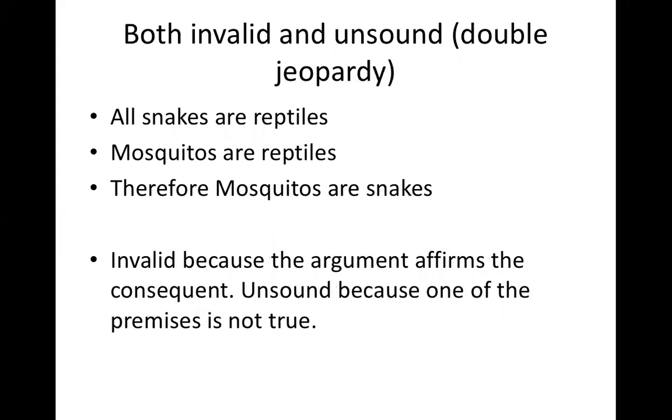Then we have both invalid and unsound. All snakes are reptiles. That's correct. Mosquitoes are reptiles. That's incorrect. Therefore, mosquitoes are snakes. That's incorrect. What type of argument is this? Mosquitoes are reptiles. That affirms the consequent.